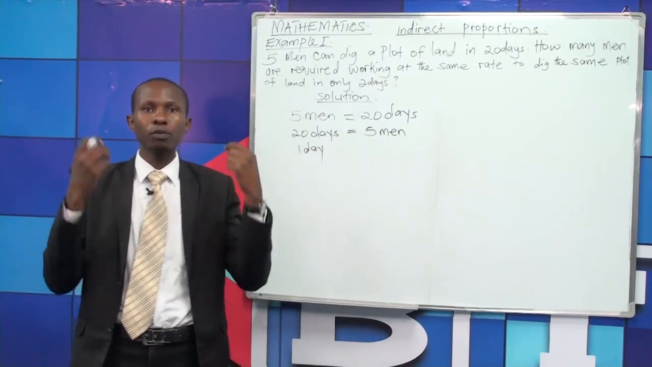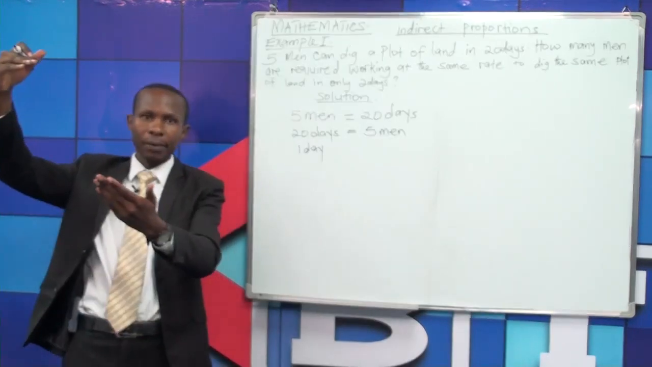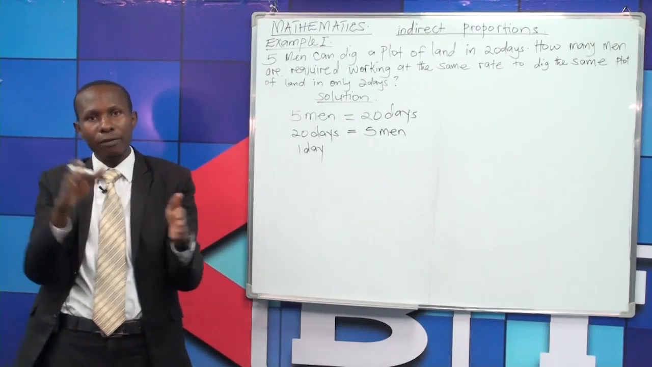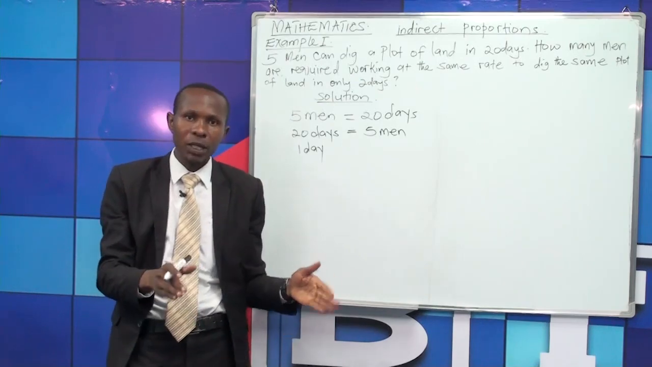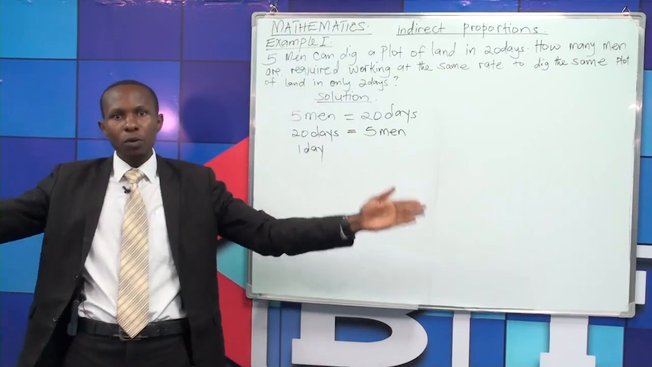Now, this is what you have to put in your mind. First of all, when the number of days increases, it means the number of people is fewer. But when you find that people are very many, then the time will be less.